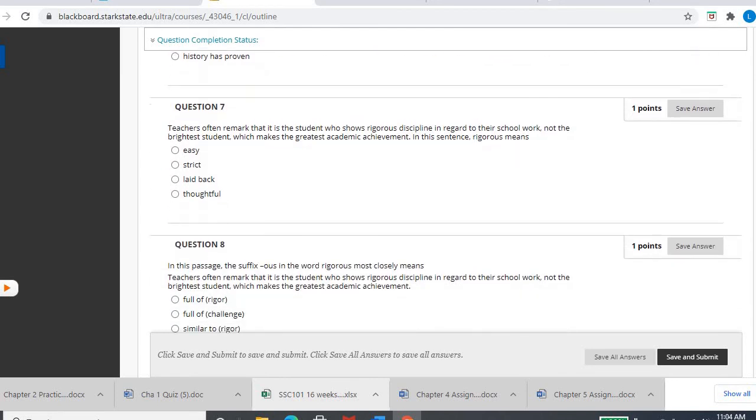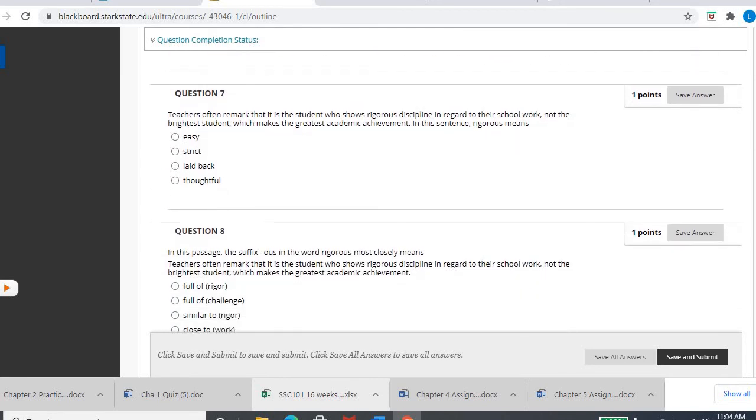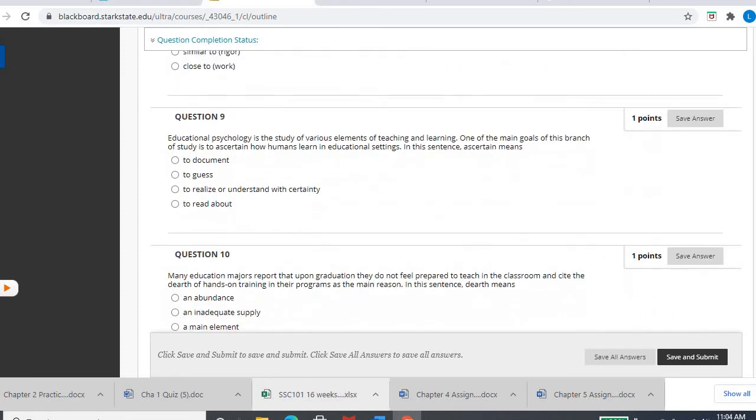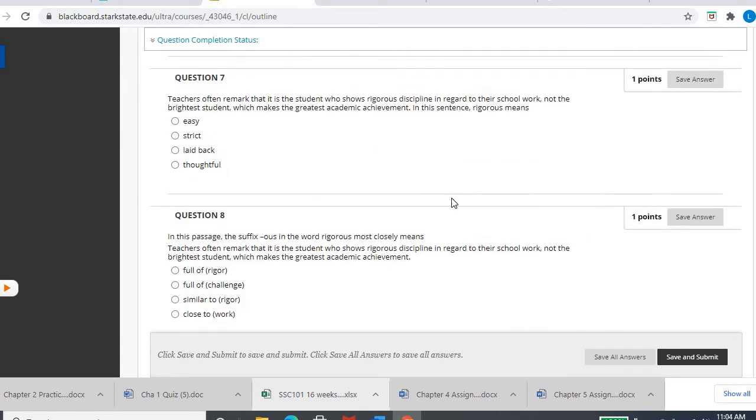All right, I'm going to do 7, 8 with you, and I think I did more than I planned on. That's okay. And then I'll have you do 9 and 10 on your own. All right, 7, 8. Teachers often remark that it is the student who shows rigorous discipline in regard to their schoolwork, not the brightest student, which makes the greatest academic achievement. It is the student who shows rigorous discipline. So if they are being disciplined in their work, that's a key word there. Rigorous discipline. I know that they're being strict with their discipline. They're being strict with their work ethic.